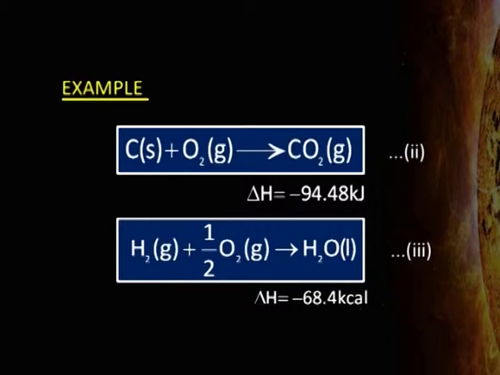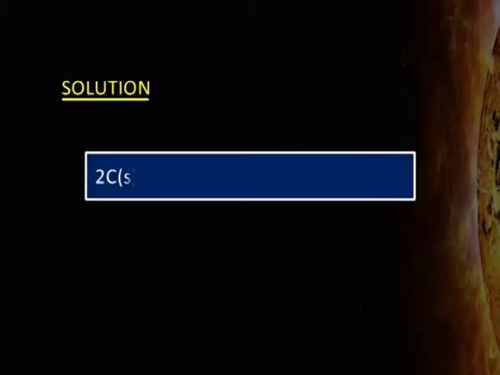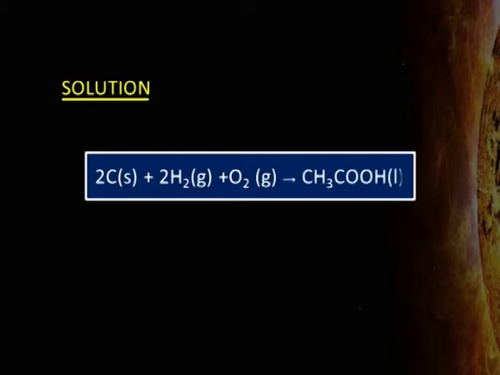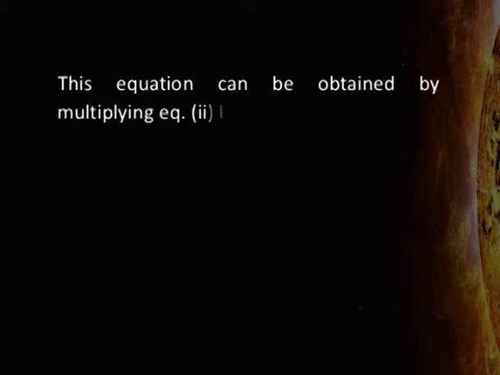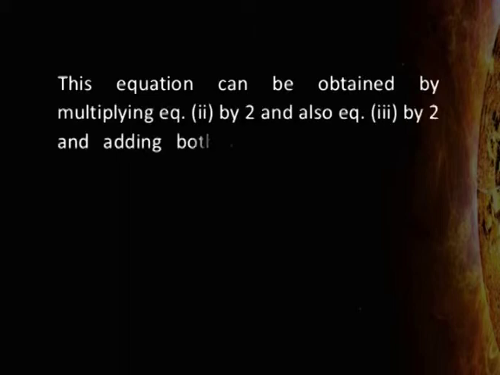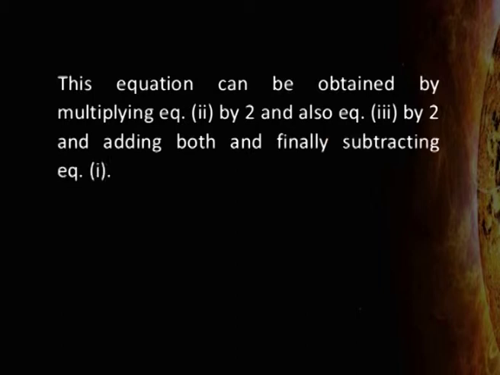This calculation can be done by two methods. For first method, we have to write the required equation as 2 carbon solid plus 2 H2 gas plus O2 gas giving CH3COOH liquid. Now, delta H for this reaction has to be calculated to calculate the heat of formation of acetic acid. This equation can be obtained by multiplying equation 2 by 2 and also equation 3 by 2 and adding both and finally subtracting equation 1.